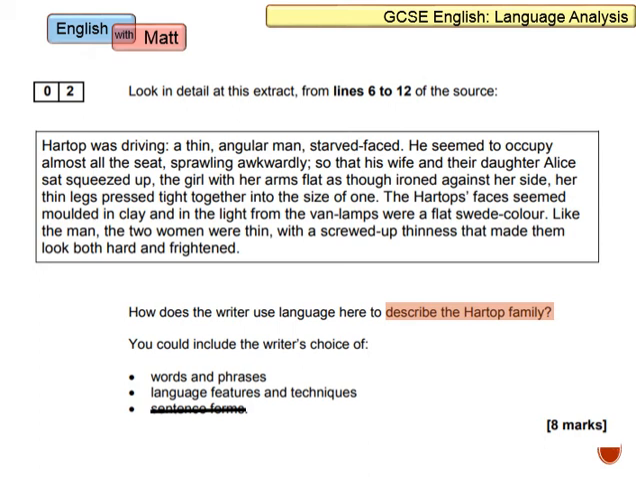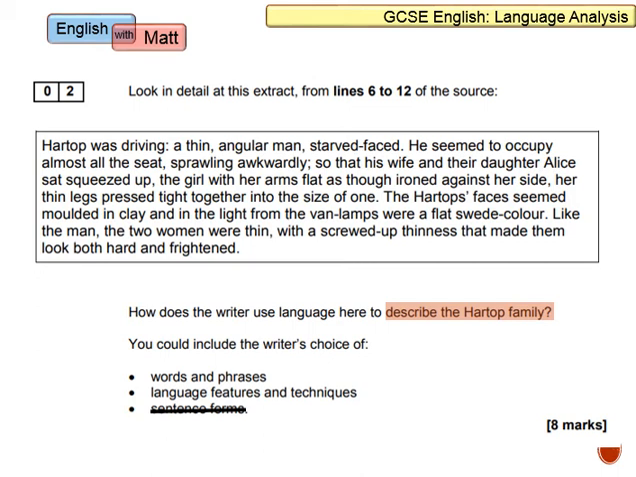As I always say to students, cross off that third bullet point, sentence forms, because in my experience with students, they tend to struggle to talk about the effects of sentence forms in the same detail that they would talk about the effect of an adjective, for example. So I would suggest that the 2 bullet points that have your focus will be words and phrases and language features and techniques. So we're looking at how the writer depicts the Hartop family to us and what interpretations, what inferences we make about them based on the way in which they are described.